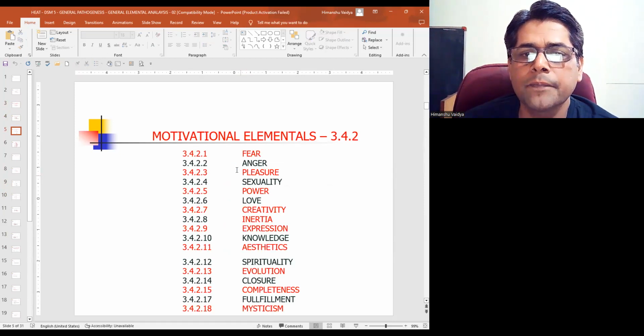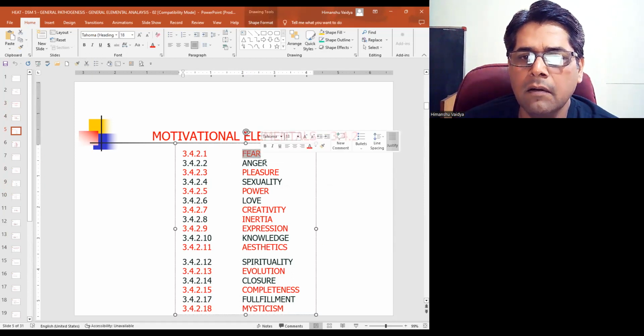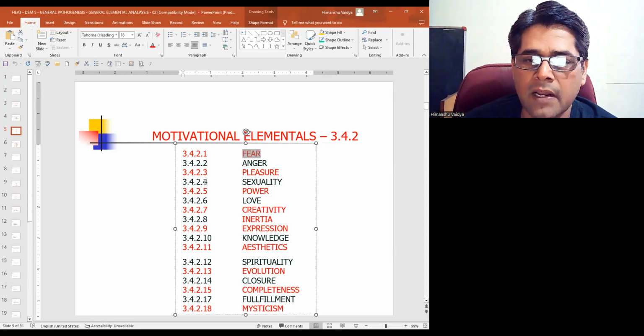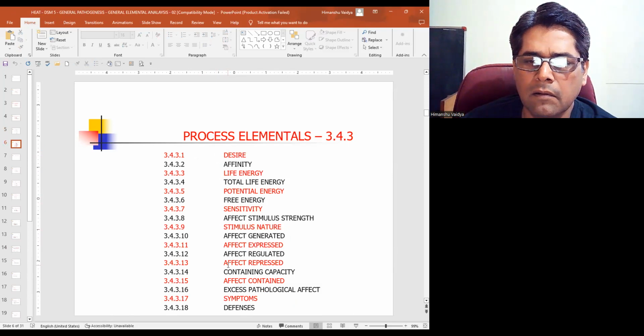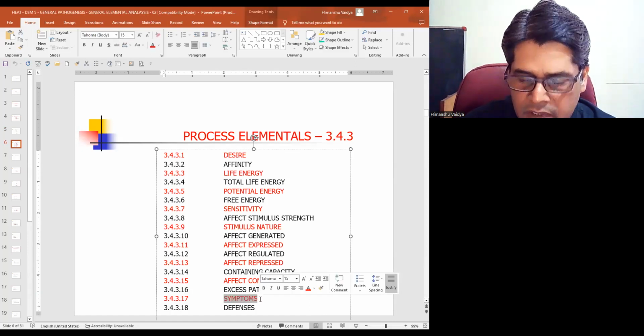From the motivational side, fear, anger, 2.1, 2.2, 2.4 will be the most significant motivational elementals. In process elementals, 3.1, 3.2, 3.3, 3.4, 3.7, 3.10, 11, 12, 13, 14 will be very important. And of course, 17 will be a natural consequence of it.